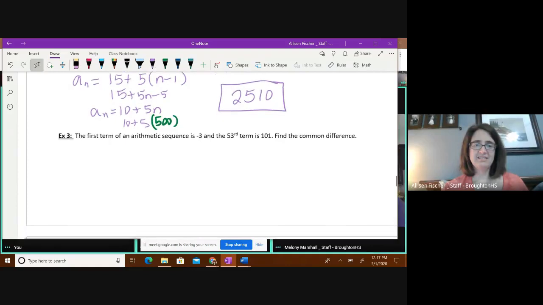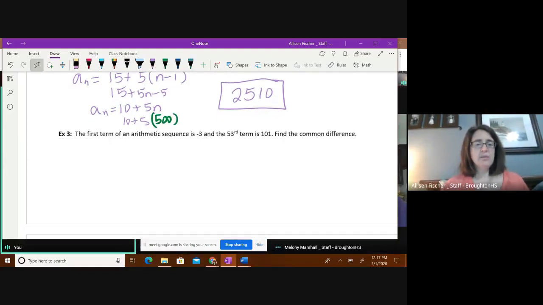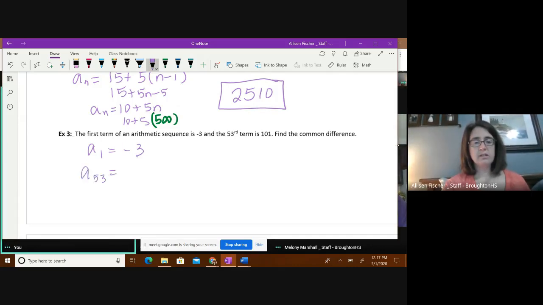All right, example 3 says the first term of an arithmetic sequence is -3, and the 53rd term is 101. Find the common difference. So a1 is -3, and then a53 is 101.